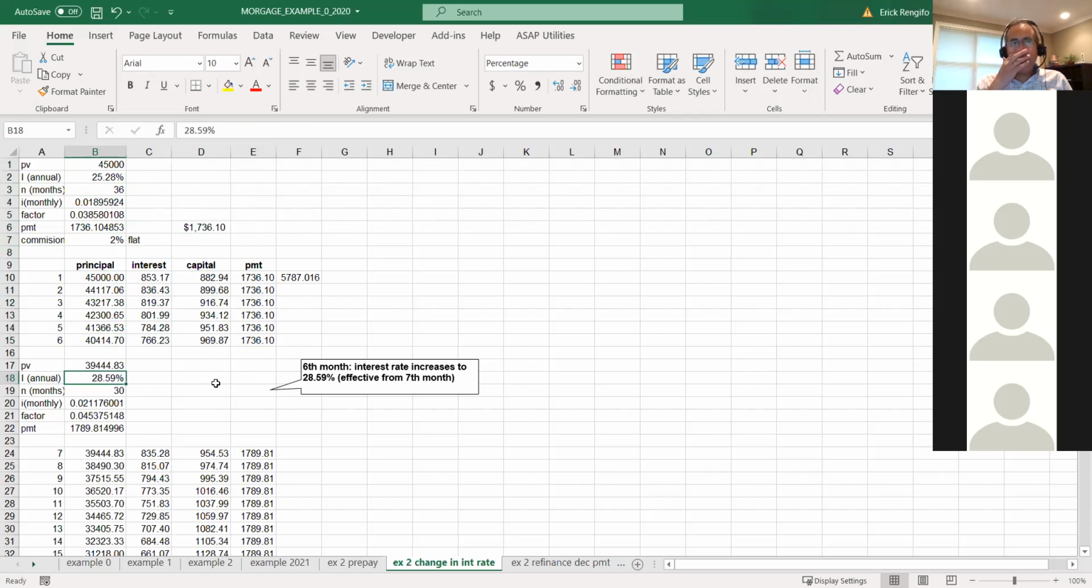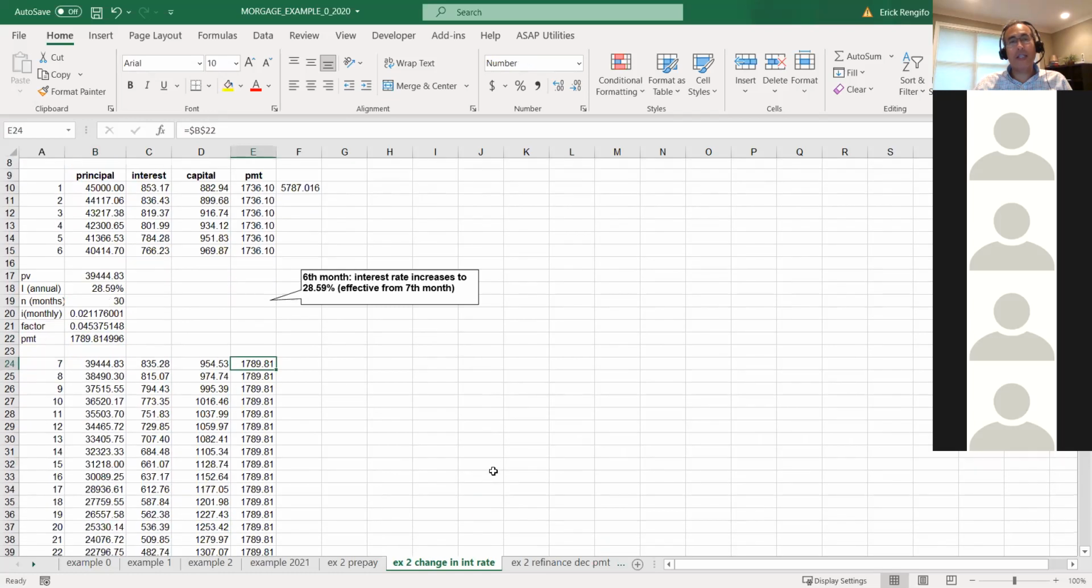So what this implies is basically that the remaining money, the remaining principal, is going to be based on a different interest. The number of periods is simply the 36 minus the amounts that you have paid, so it goes back to 30. And then you compute the same. So you have the annual interest rate, you have the monthly interest rate, the factor, and then your payment. As you can see, guys, as soon as the interest rate has increased, your payments now are going to increase from 1,736 to 1,789. And then that's it.